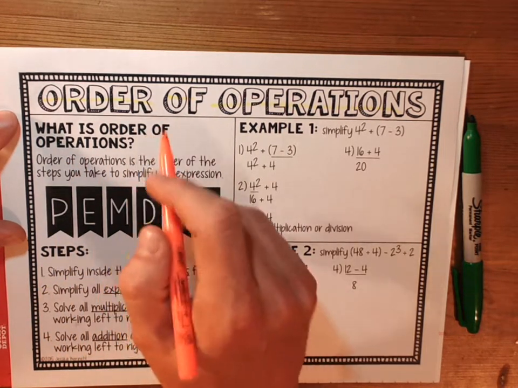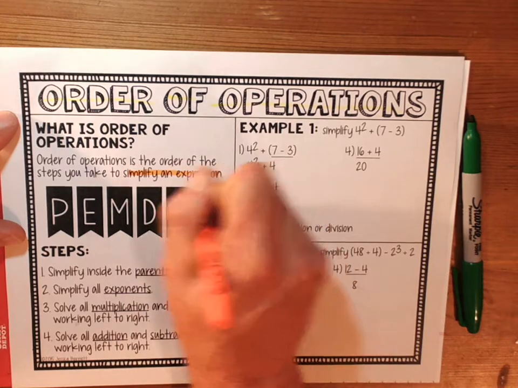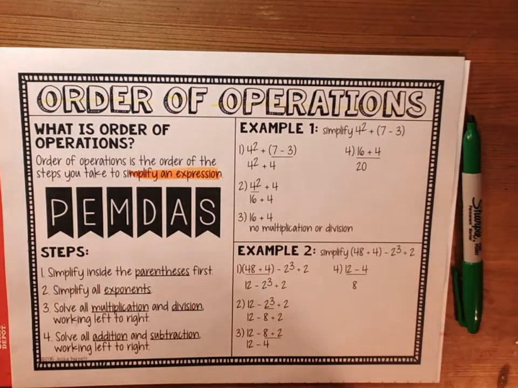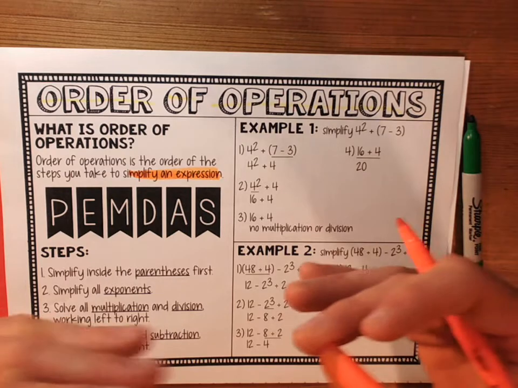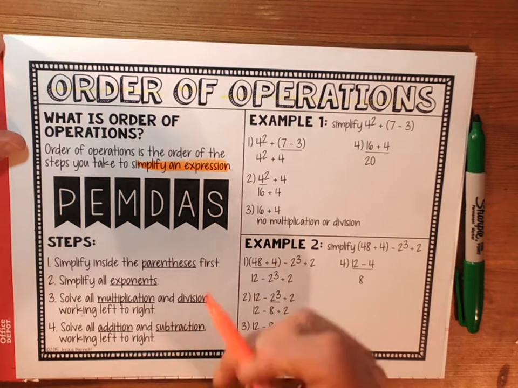So what is the order of operations? Well, it is simply the order of the steps you take to simplify an expression. And remember, an equation has an equal sign, and that is putting two expressions equal to each other. We like to use PEMDAS, our acronym for remembering the steps that we take. I believe we talked about there's BODMAS, there's also GEMS. BODMAS, GEMS, PEMDAS are all the same thing. So let's use PEMDAS today, and let's talk about what that means.